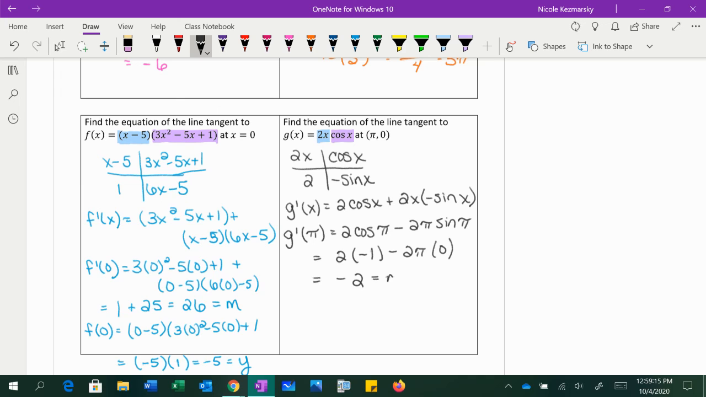And that's my slope. So then I'm going to have y minus my y value, which is 0, equals my slope, negative 2, times x minus my x value, which is pi. You can leave it that way. If the 0 is bugging you, you can do y equals negative 2 times x minus pi. You can even distribute the negative 2 if you want to.